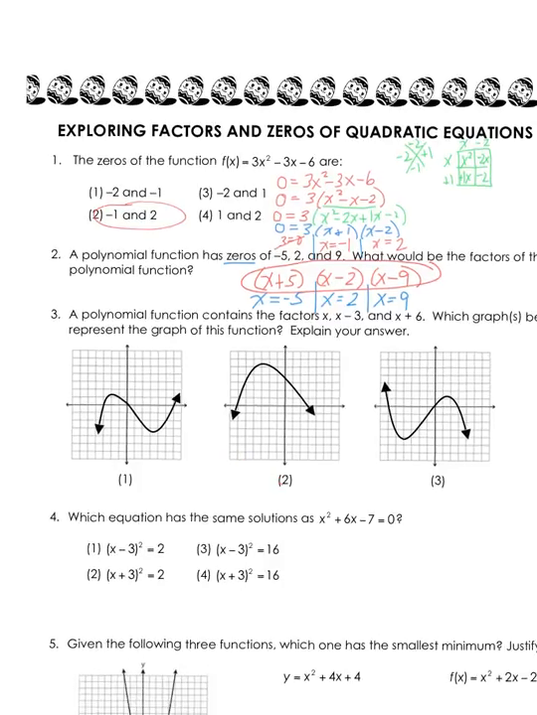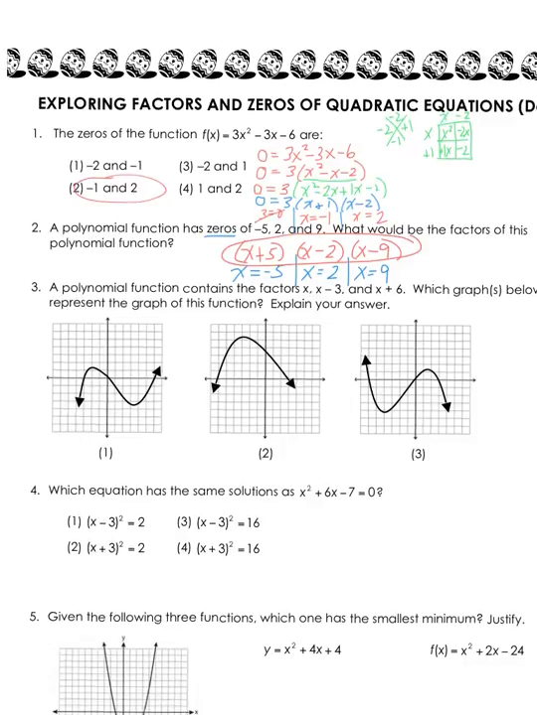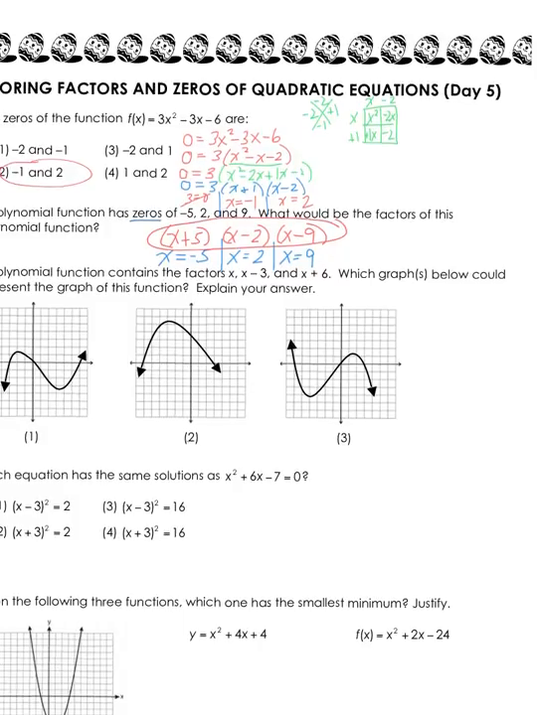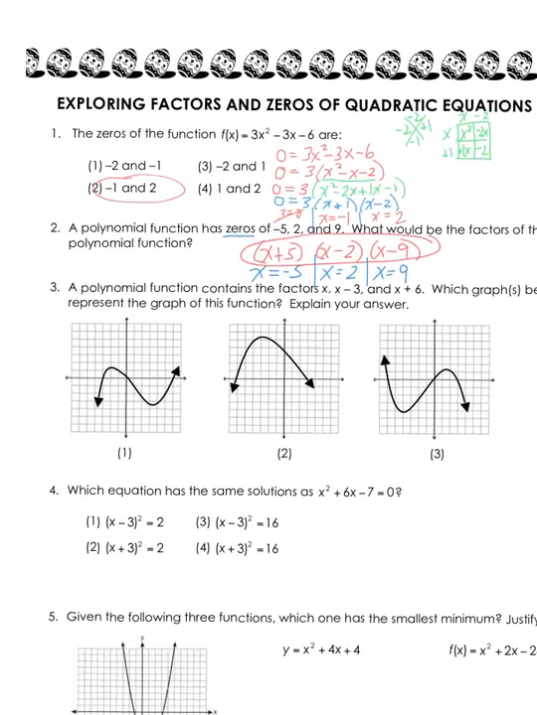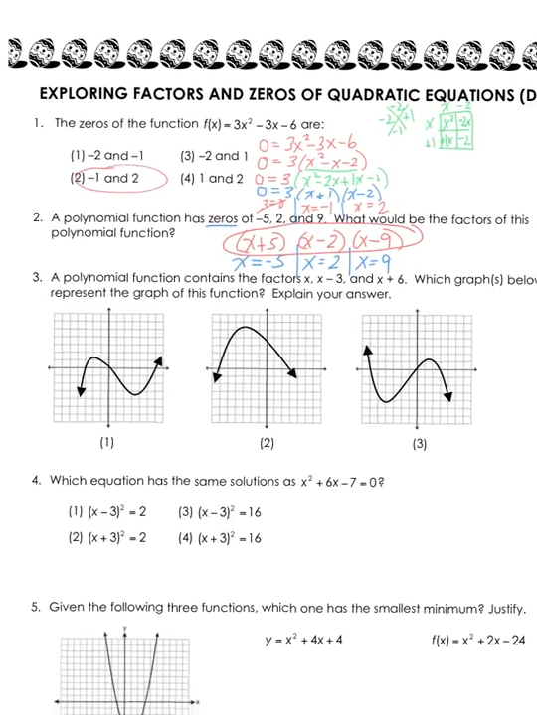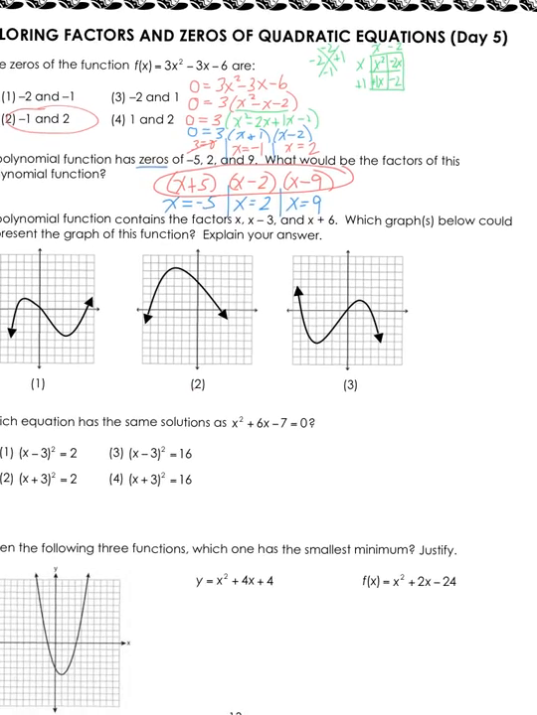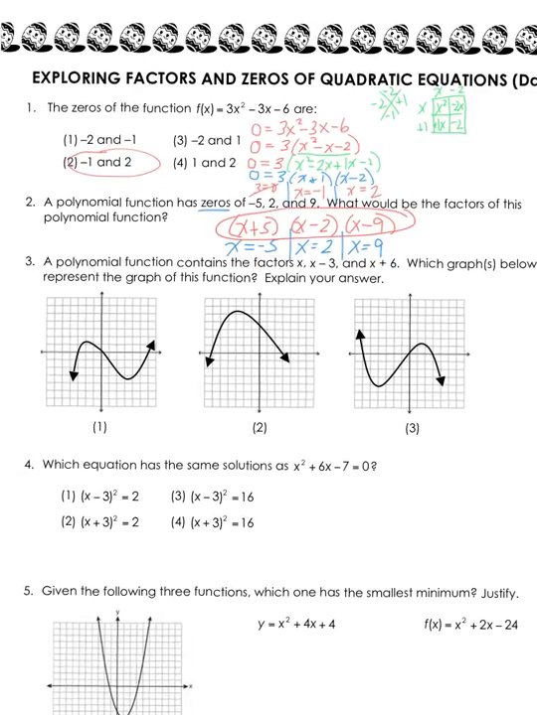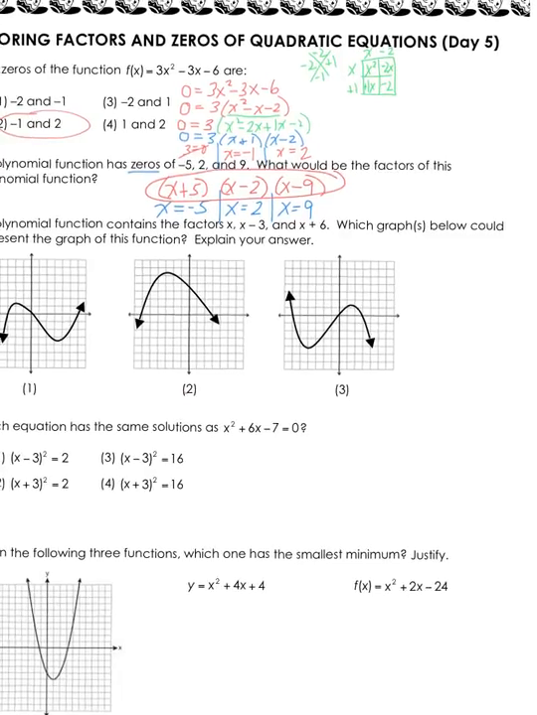A polynomial function contains the factors x, x minus 3, and x plus 6. Which graphs below could represent the graph of this function? Explain your answer.